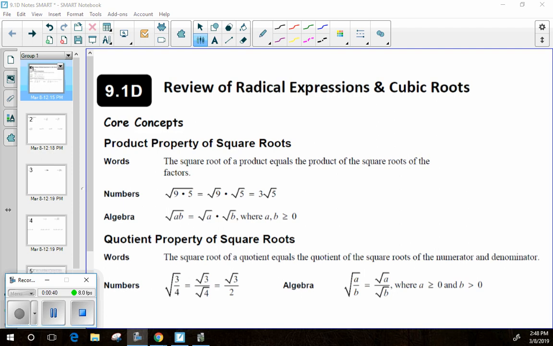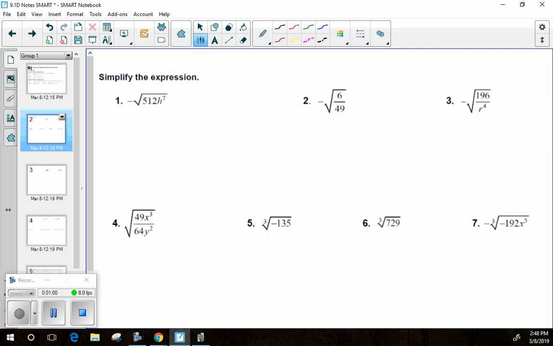You've already worked with those multiple times over the last few days, knowing that if it is multiplication or division, you can, quote unquote, sort of distribute that radical out to your numerator and denominator or to your factors. That allows you to simplify when necessary, rationalize the denominator, that kind of thing. So we'll work a couple of problems, but my big focus is, like I said, the cube roots.